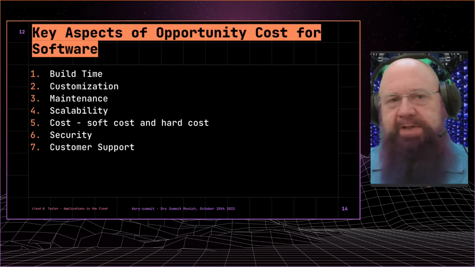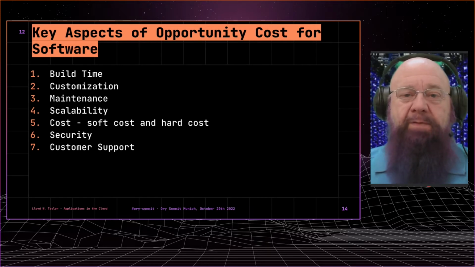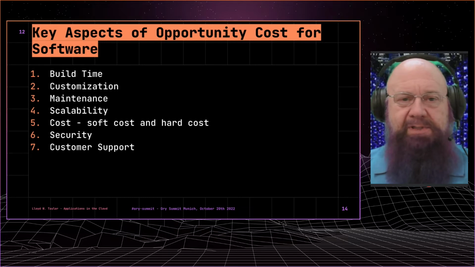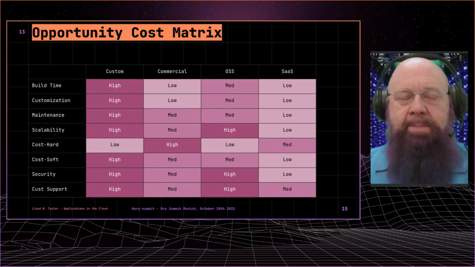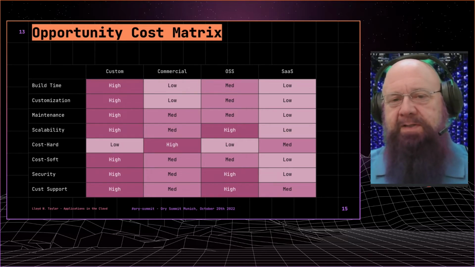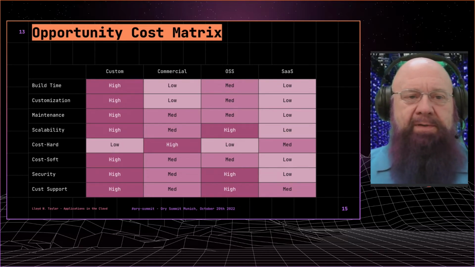So what I've done is I've taken all of these ideas and put them together into a single framework for making decisions. Next slide, please. So what we're doing here is we're looking at the opportunity cost components down on the y-axis, and we're looking at the type of software selected on the top. So at the top from left to right, we have custom, commercial, OSS, and SaaS.